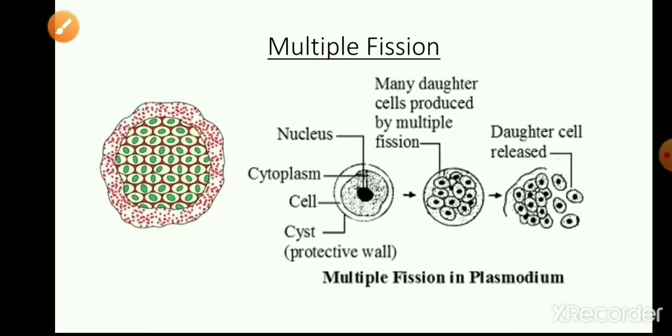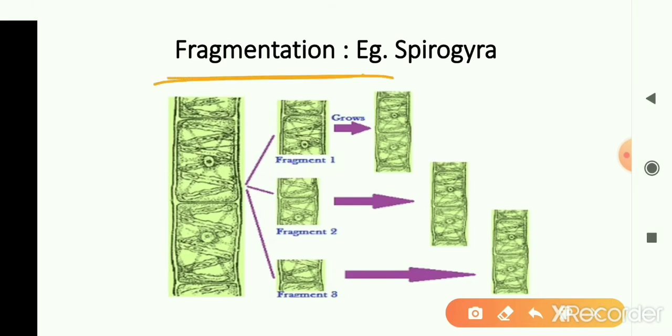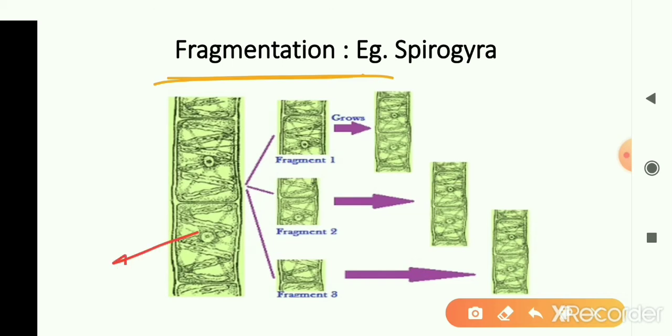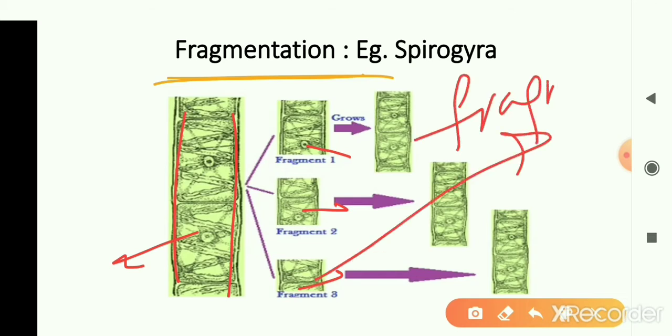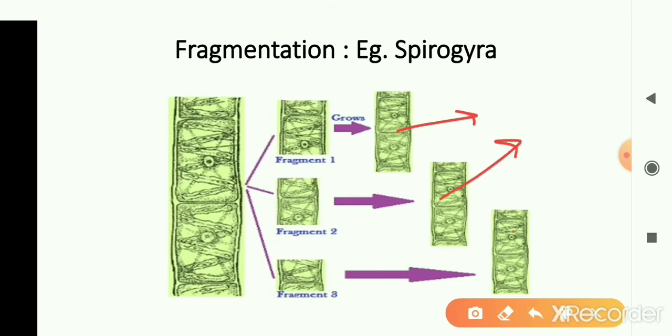Now let's study the next mode of asexual reproduction, that is fragmentation. Fragmentation is a type of asexual reproduction in which the parent, after growing to a certain size, will divide into many pieces. Each piece is referred to as a fragment. The fragment then undergoes repeated cell division and a complete individual is formed.